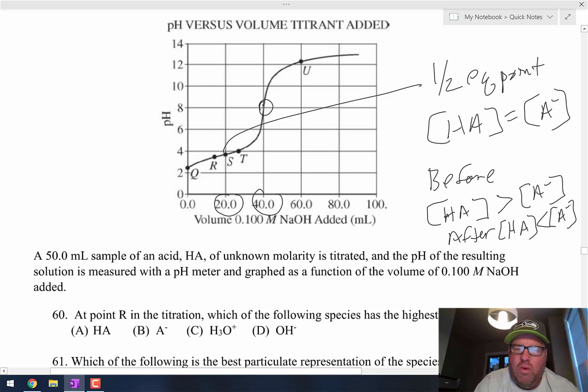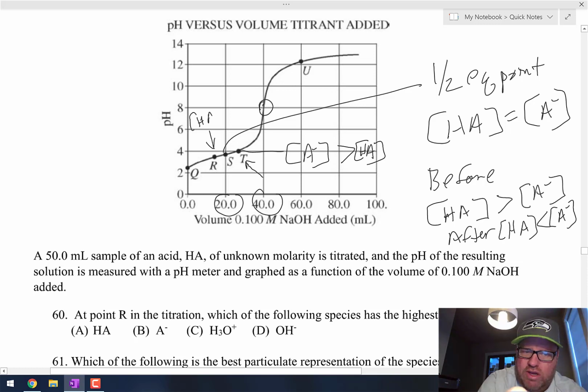Okay, now, why does that matter? Because I'm sure they're going to ask us some questions about that. So point T, we're past the half equivalence point. Therefore, at point T, the concentration of A minus is greater than the concentration of the acid. At point Q and point R, we're before the half equivalence point, which means the concentration of the acid is greater than the concentration of the conjugate base.